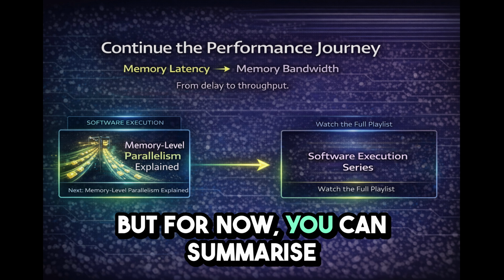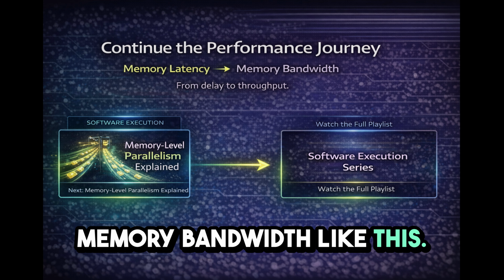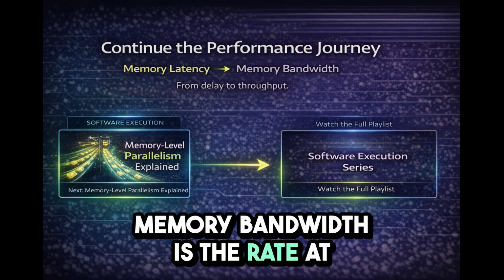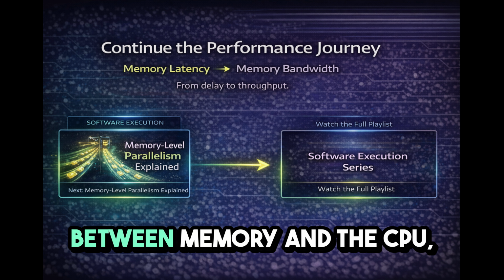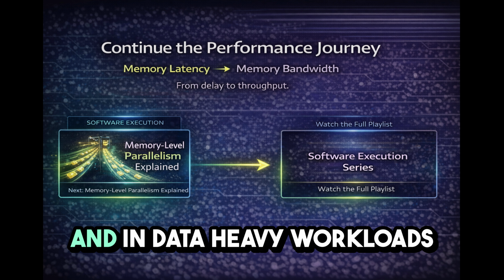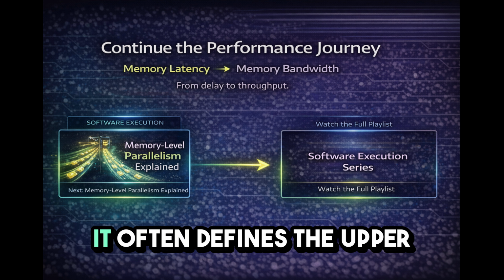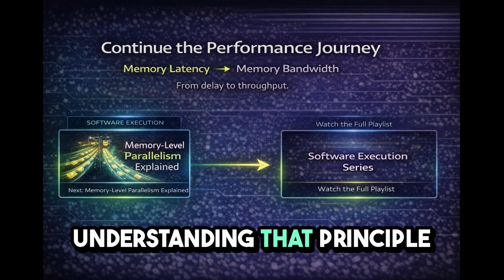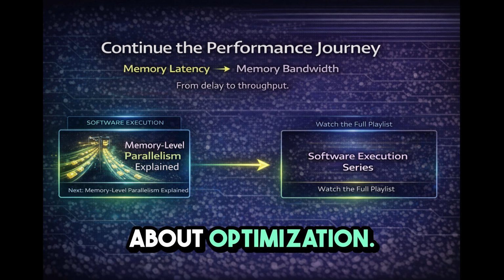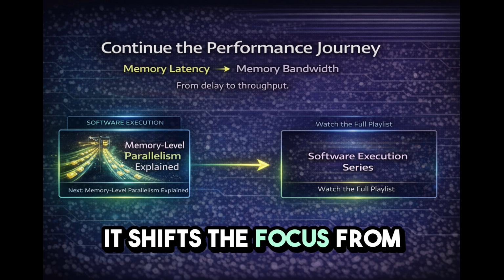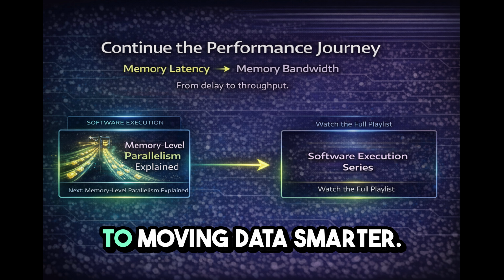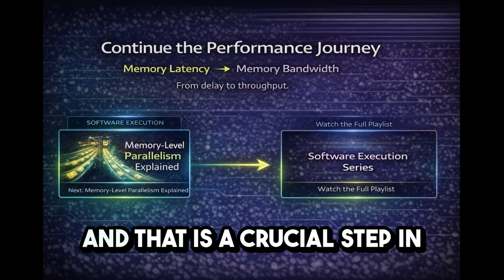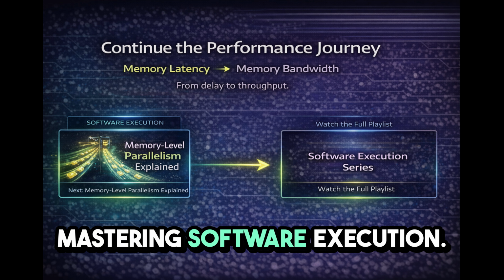But for now, you can summarize memory bandwidth like this. Memory bandwidth is the rate at which data can be transferred between memory and the CPU. And in data-heavy workloads, it often defines the upper limit of performance. Understanding that principle changes how you think about optimization. It shifts the focus from just computing faster to moving data smarter. And that is a crucial step in mastering software execution.